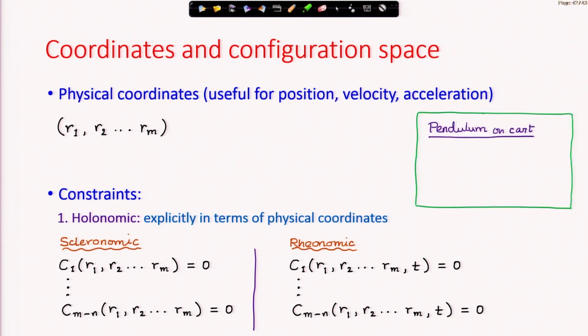We had this example of a pendulum on a cart. R1, R2 are the physical coordinates x and theta, the location of the cart and the angle the pendulum makes with the vertical. And we had this rheonomic constraint that R1 minus u as a function of time, which is of course specified, is equal to 0. For example, if the cart is oscillating sinusoidally, u of t can be some a sin omega t.